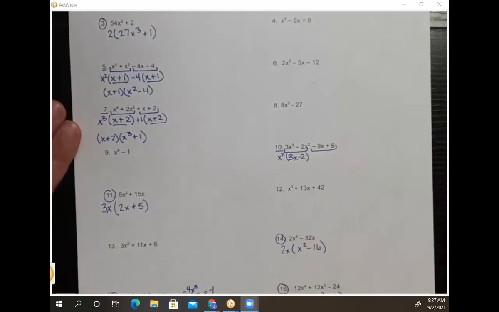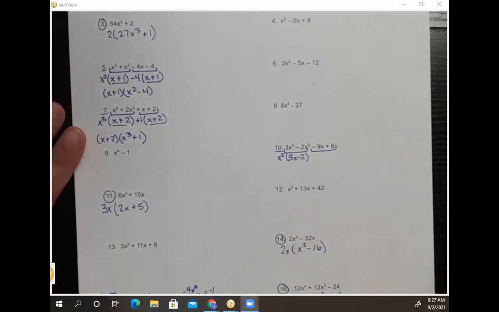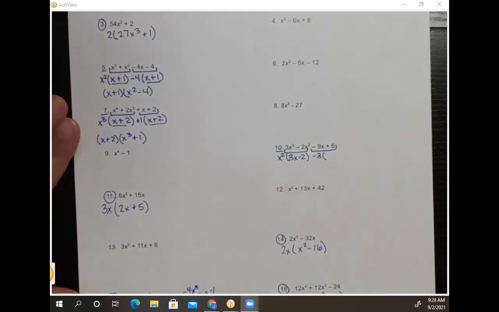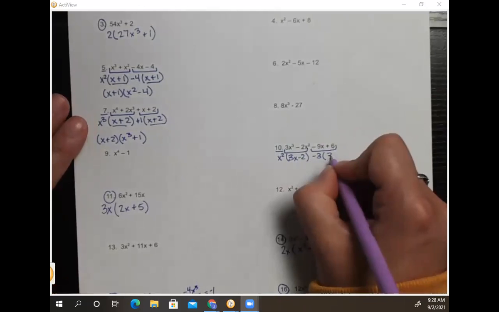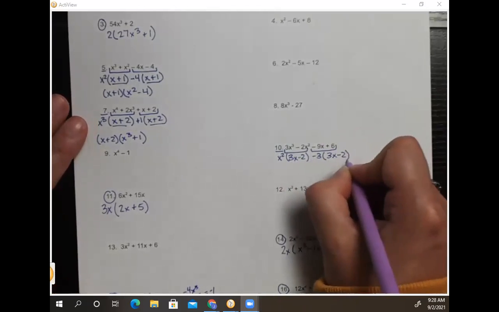3x minus 2, perfect. How about my second group? What's my GCF there? -3, yeah, my group starts with a negative, so that's a pretty good hint that my GCF is going to be negative something. In this case, -3. What does that leave me with? 3x minus 2. Remember, factoring out that negative will change the sign.